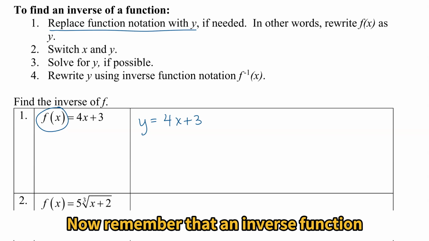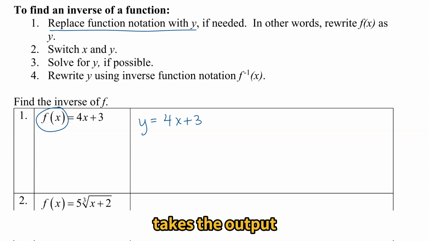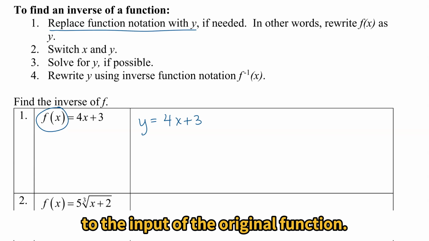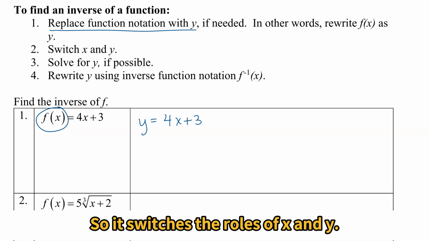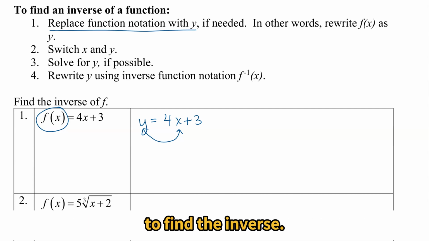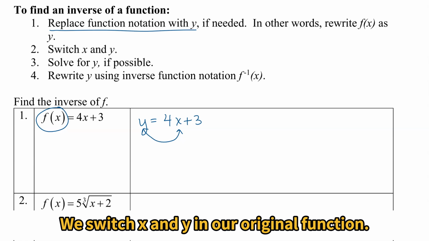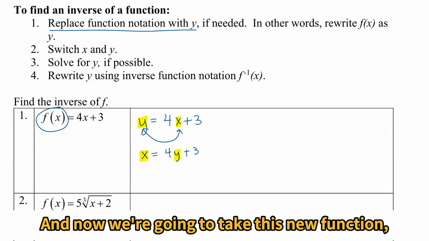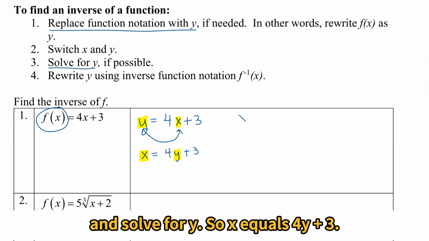Now remember that an inverse function takes the output to the input of the original function. So it switches the roles of x and y. And that's exactly what we're going to do to find the inverse. We switch x and y in our original function, and now we're going to take this new function and solve for y. So x equals 4y plus 3.